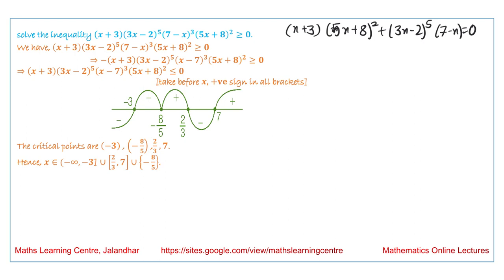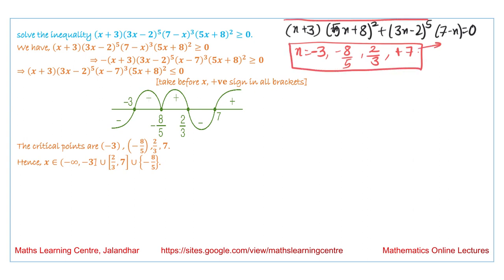Then we will have the values of x equal to -3, -8/5, 2/3, and 7. At these points the value of this expression is equal to 0. So it is greater than or equal to 0 over here. It means these are the points which satisfy this inequality, and at these points the equality will hold.